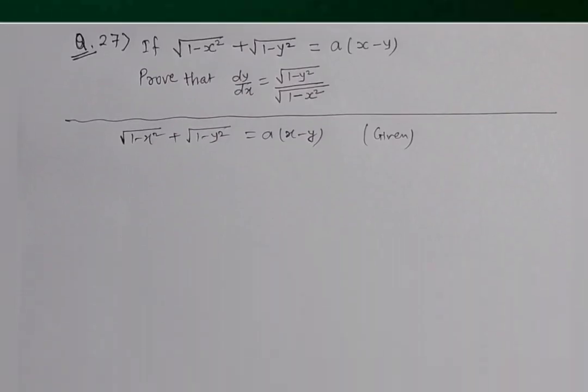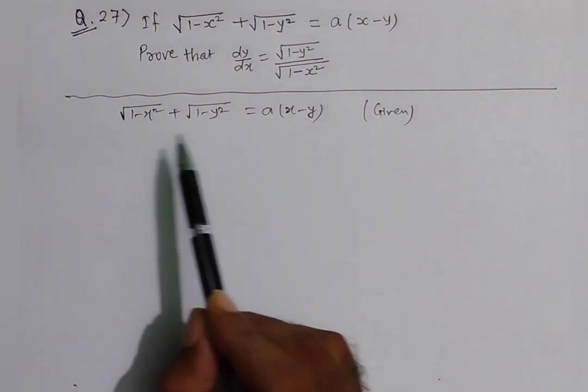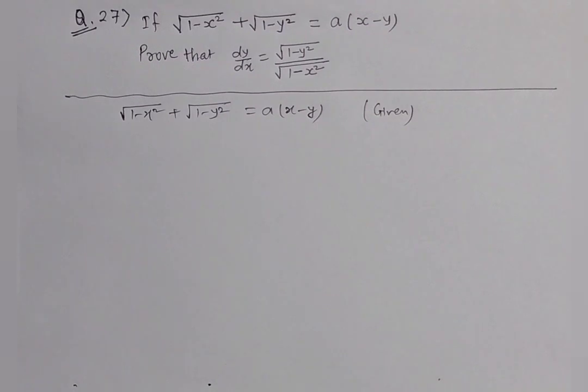So let us see. Hello friends, we have one question here, question number 27. If square root of 1 minus x square plus square root of 1 minus y square equals a into x minus y, then prove that dy by dx equals square root of 1 minus y square upon square root of 1 minus x square. So in this question some information is given, and based on that we have to prove that dy by dx equals square root of 1 minus y square by square root of 1 minus x square. ये हमें prove करना है. So the first line, this information is given. Now चलिए देखते हैं how we can solve this question.